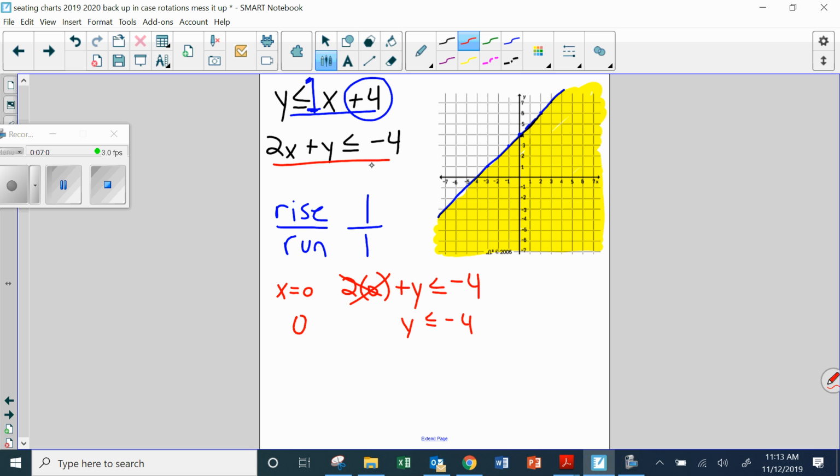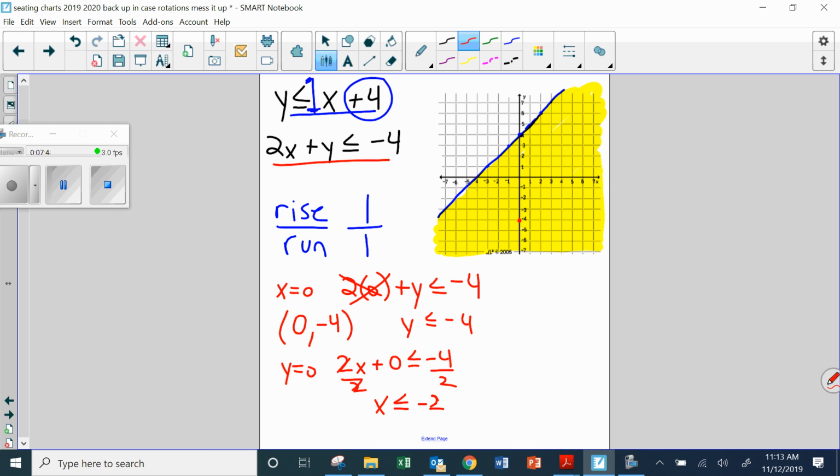So my first point is 0 because I made x equal 0, and then negative 4. I'm going to plot that point. So 0, negative 4 is down here. All right, so that's my first point. Now I do the same thing, only I let y equal 0. If y equals 0, I still have the 2x, but I say plus 0 is less than or equal to negative 4. Now divide by 2, then I have to divide by 2 over here. So that all goes away, I get x is less than or equal to negative 2.